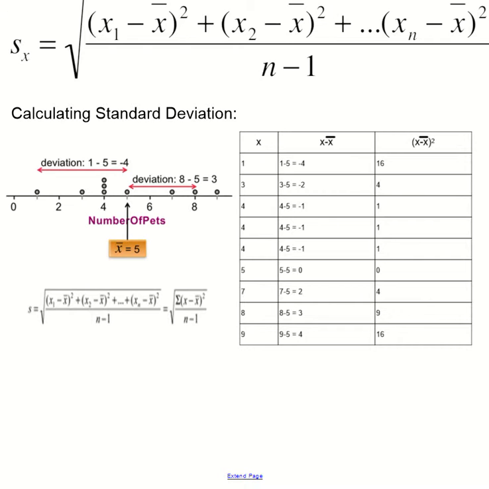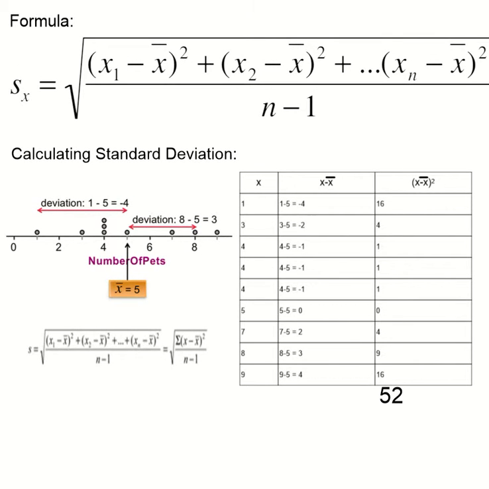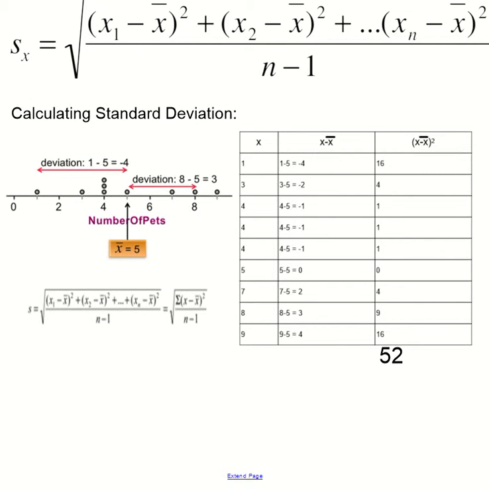So now what we do is we take all this third column and we add them all up. So we go 16 plus 4 plus 1 plus 1 plus 1 plus 0 plus 4 plus 9 plus 16. And we get 52. So all these numbers added up together give us 52. So if we look, the next thing we do is we divide 52 by the number of observations minus 1. So we did 1, 2, 3, 4, 5, 6, 7, 8, 9. So we're going to do 52 divided by 9 minus 1, and then we take the square root of that whole thing.